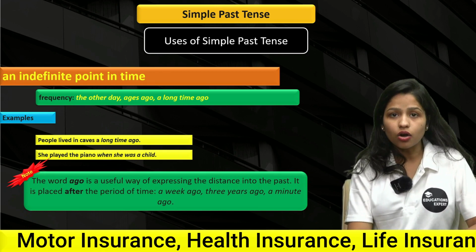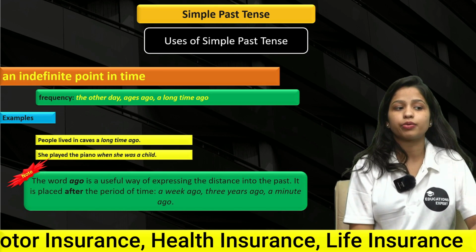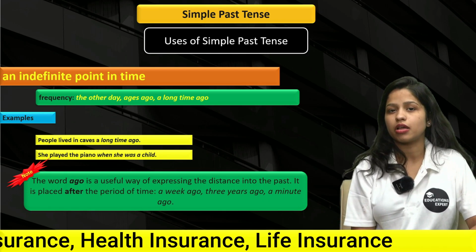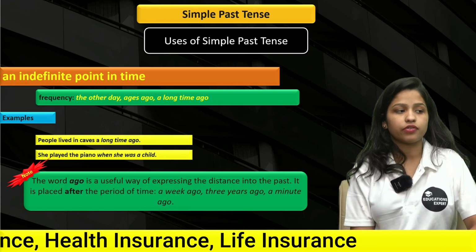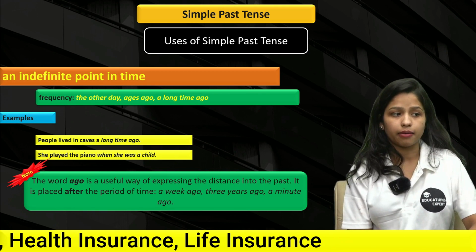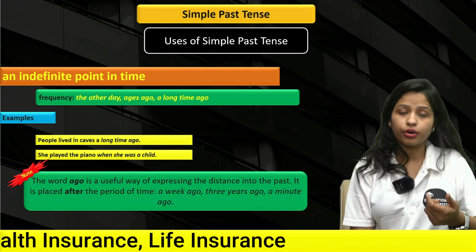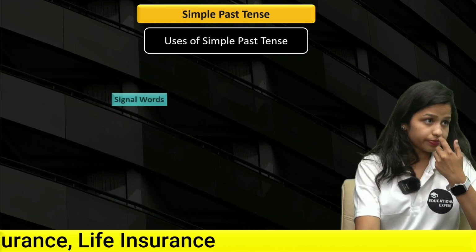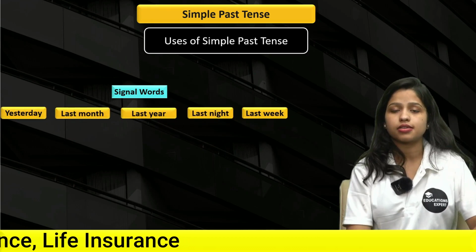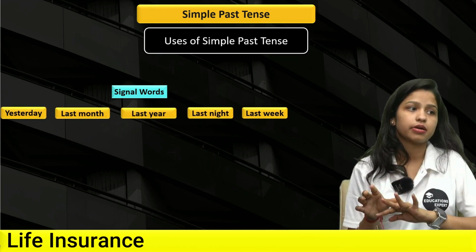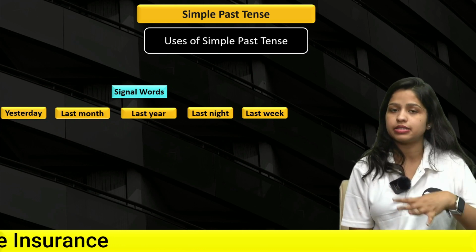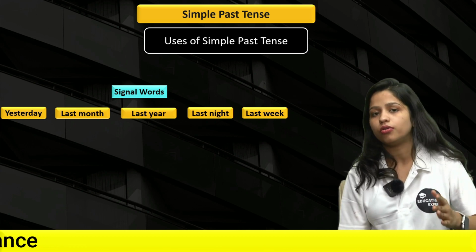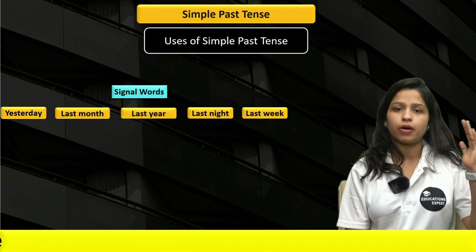So the word ago is a useful way of expressing the distance in the past. Clear? So that's why we sometimes use ago. It is placed after the period of time, like a week ago, 3 years ago, a minute ago. Clear? All right. Now let's understand signal words. So these are the signal words: yesterday, last month, last year, last night, last week. Whatever time we're talking about, it is always connected to the past only. Clear?